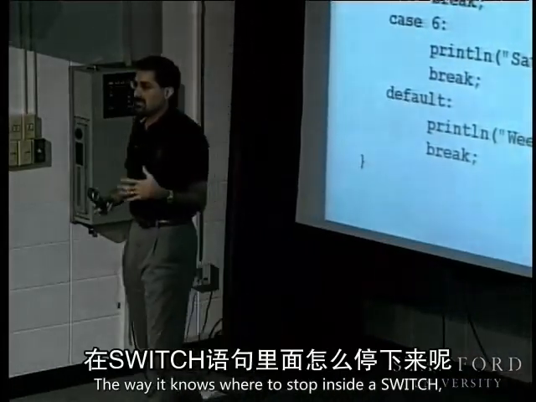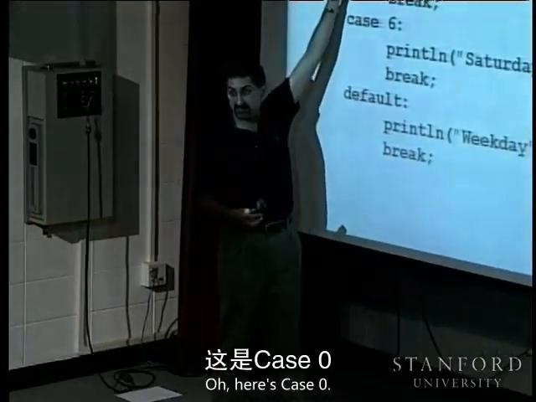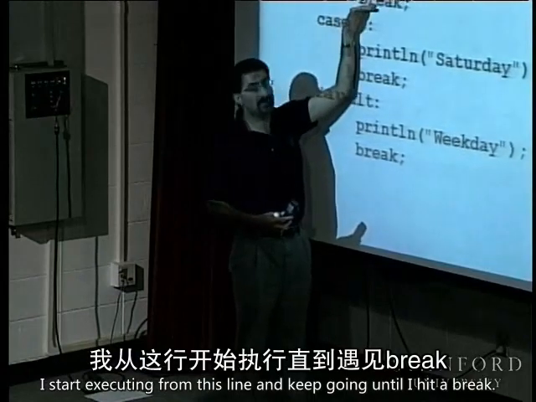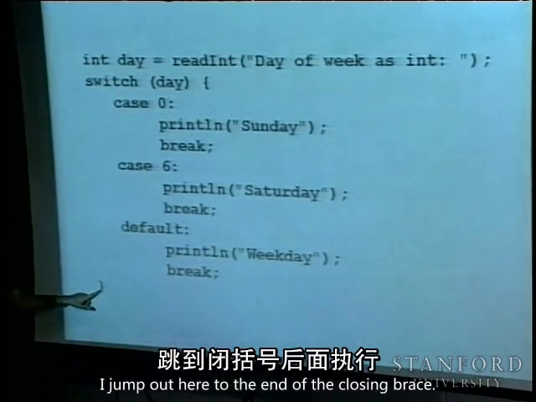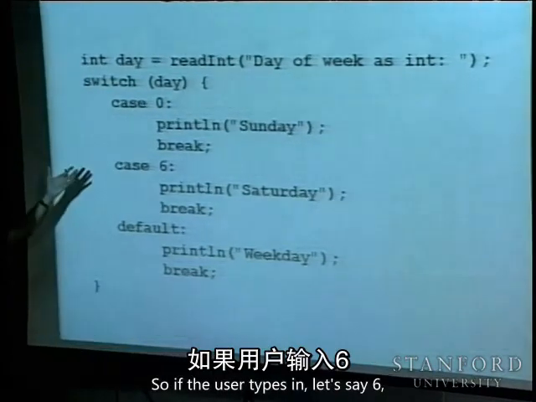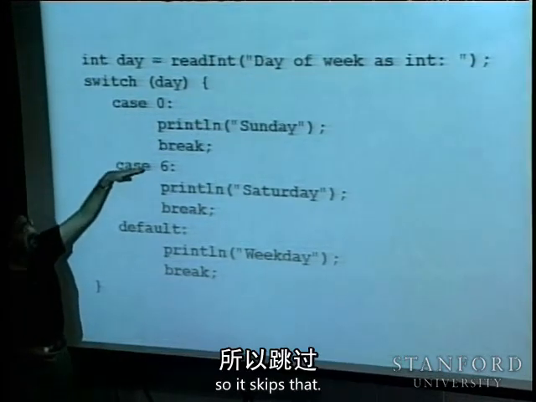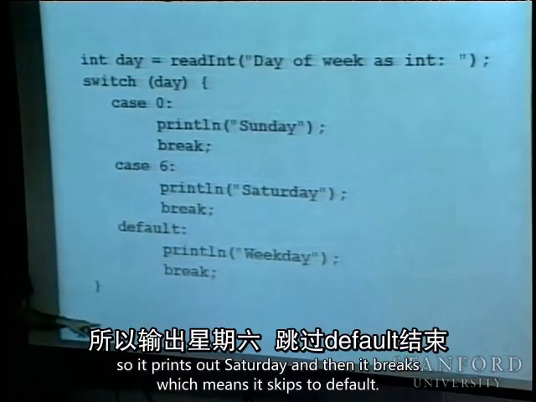The way it knows where to stop inside a switch: if someone enters 0, it says, let me find case 0. Oh, here's case 0. I start executing from this line and keep going until I hit a break. When I hit a break, I jump out to the end of the closing brace. So if the user types in, let's say 6, it says, is it case 0? No, so it skips that. Is it case 6? Yeah, so it prints out Saturday and then it breaks, which means it skips the default.